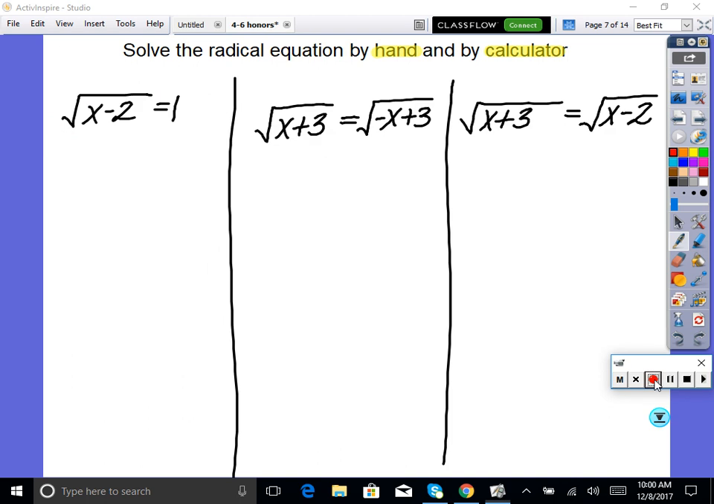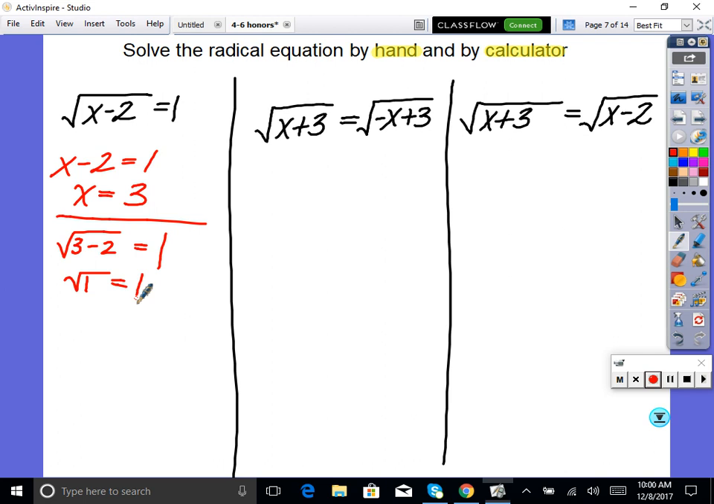Okay, next thing it says, solve the radical equation. I want us to do it by hand, and then we'll verify our answer by calculator, because we already know how to do it by hand. Solve for x. So what should I do here? Square both sides. So then we'd have x minus 2 equals 1. So x equals 3. Then we take the liberty of checking it. Root 3 minus 2. You guys have to check them. So we have the square root of 1 equals 1. 1 equals 1. Yes.